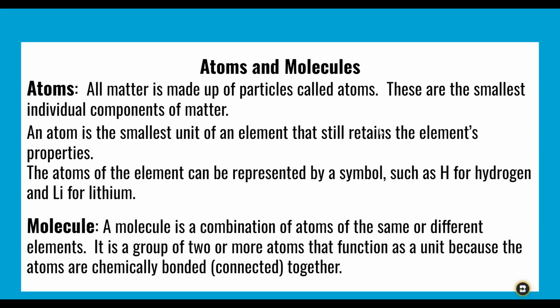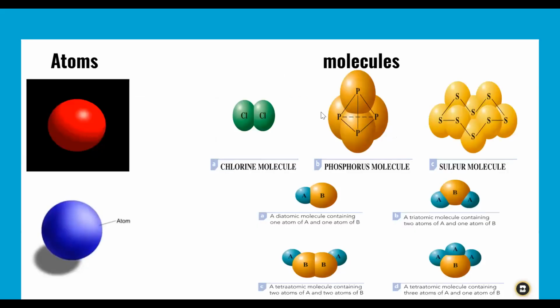But then what is a molecule? How is it different from an atom? A molecule is a combination of atoms of the same or different elements. It is a group of two or more atoms that function as a unit because the atoms are chemically bonded together. Like this, you see, these are atoms.